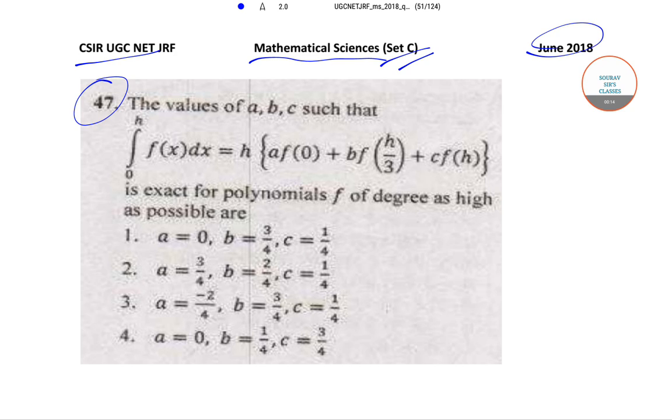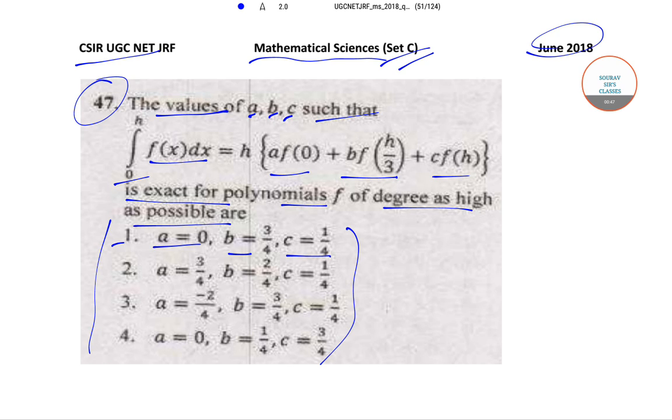In question number 47 it has been said that we need to find out the value of a, b and c such that integration 0 to h f of x dx is equal to h into (a f(0) plus b f(h/3) plus c f(h)). So this is what we have been given. It is exact for polynomials f of degree as high as possible. Options are a equal to 0, b equal to 3 by 4, c equal to 1 by 4. These are the various values of a, b, c that we have been given.